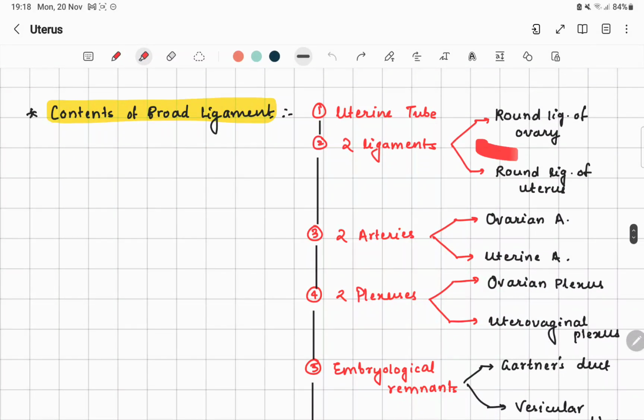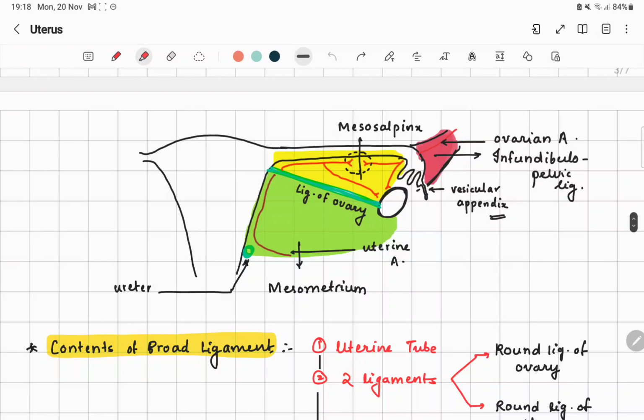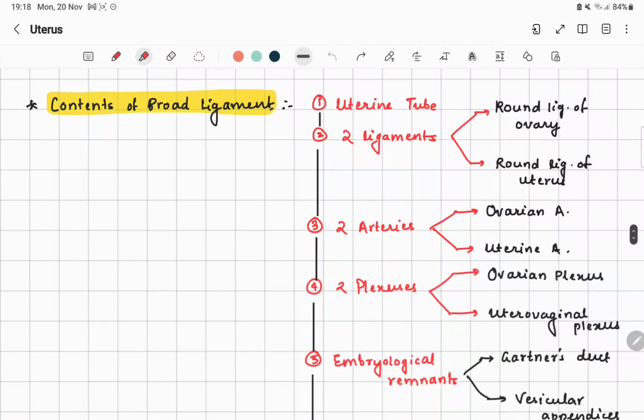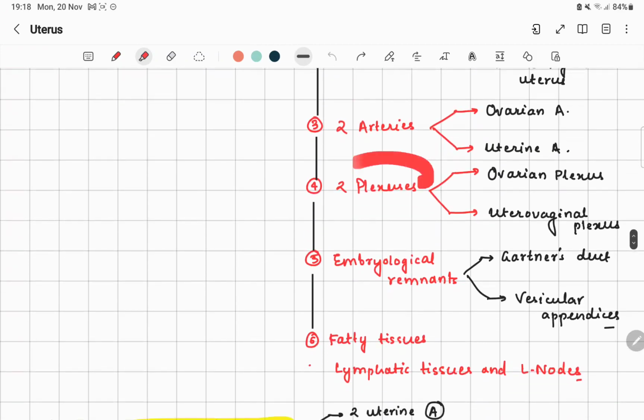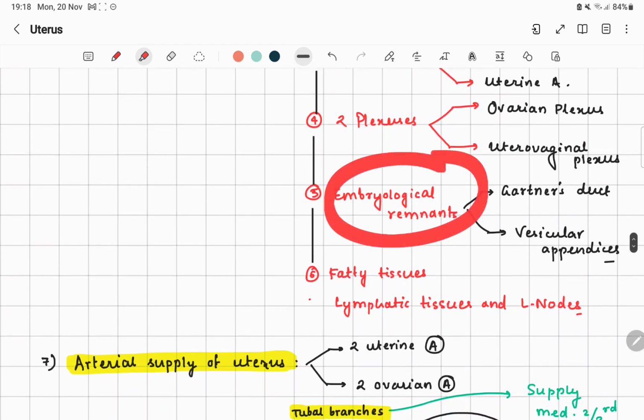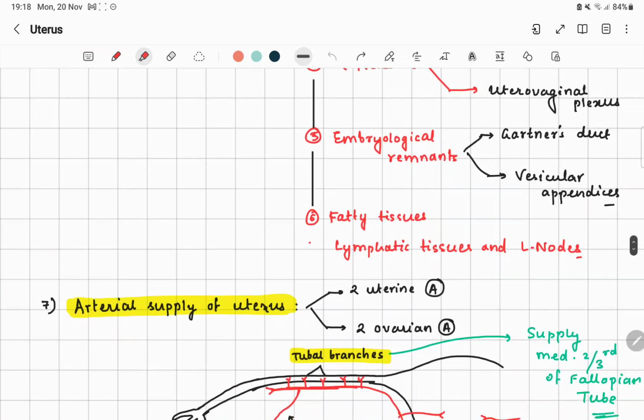We have two ligaments, that is the round ligament of ovary and the round ligament of uterus, which is not visible in this diagram. We have the two arteries, which are the ovarian artery and the uterine artery. Two plexuses, that is the ovarian plexus and uterovaginal plexus. Embryological remnants, that is Gartner's duct and vesicular appendices.